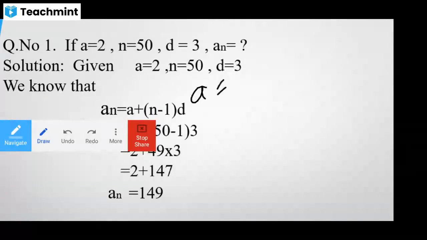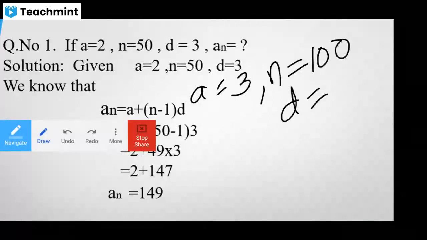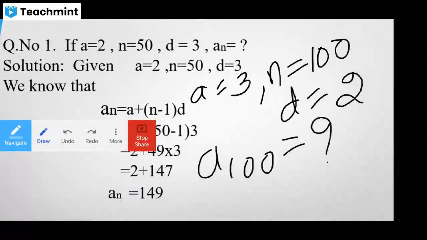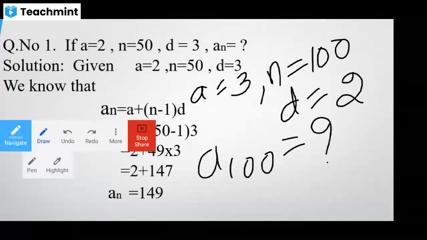So if a is 3, you have to find a_100. a is 3, n is 100. You have to find the 100th term, right? Can you calculate?